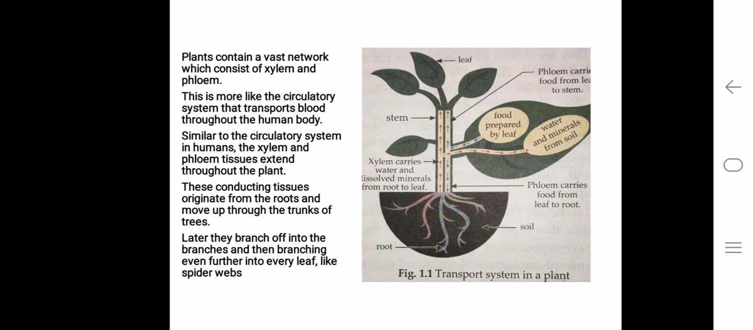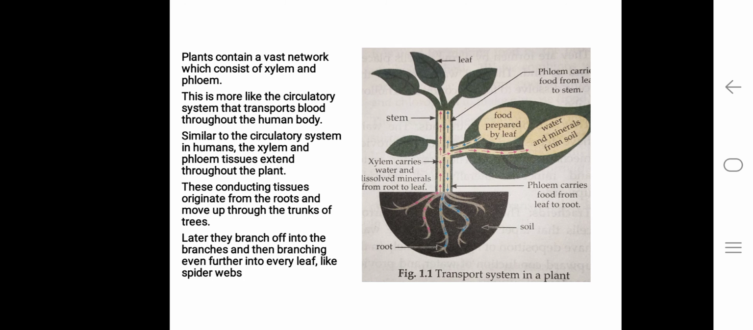Alright? Phloem tissue extends throughout the plant. This conducting tissue originates from roots and moves up through the trunks of trees. Later, it branches off into the branches and then branches even further into every leaf, like spider webs. It looks like spider webs.